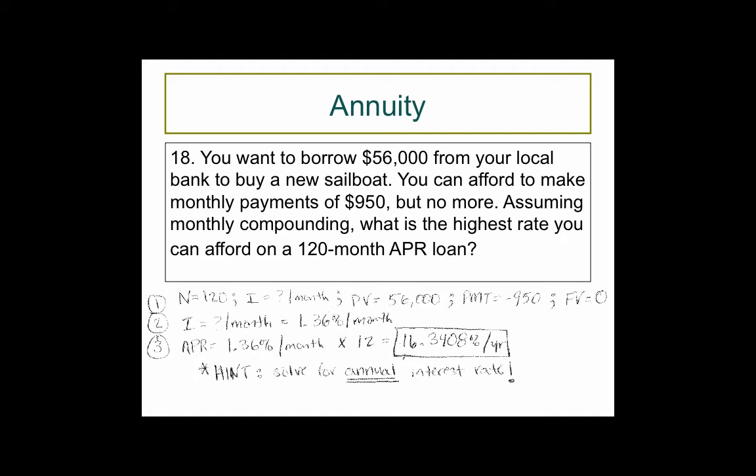I have just solved for the monthly interest rate because I used monthly periods. So if I want to have the annual interest rate, which is the annual periodic rate, then I will need to multiply that by 12. Okay, because there's 12 months in a year, and I get 16.34%. So 16.34% is my annual periodic rate. Make sure you solve for that annual interest rate. That monthly interest rate would probably be one of the wrong answer choices on your exam.